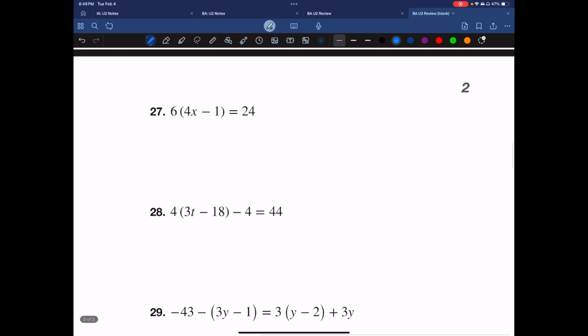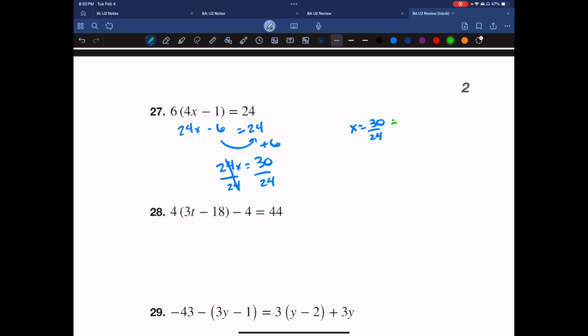Right. Here, I'm just going to distribute. So it's going to be 24x minus 6 equals 24. Because it's negative, I'm going to add to the other side. This is going to be 24x equals 30. Divide to get x by itself. All right, so that's going to be x equals 30 over 24. And I have to reduce. All right, so what goes into both of those?